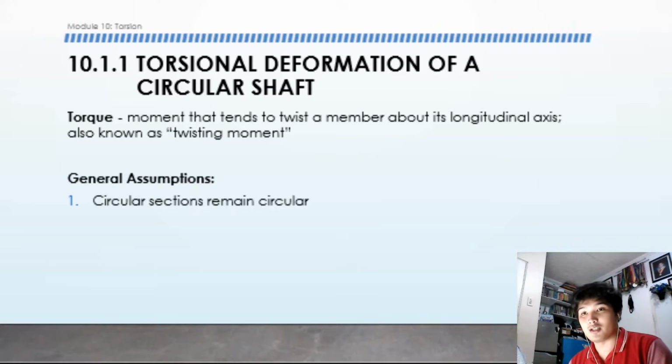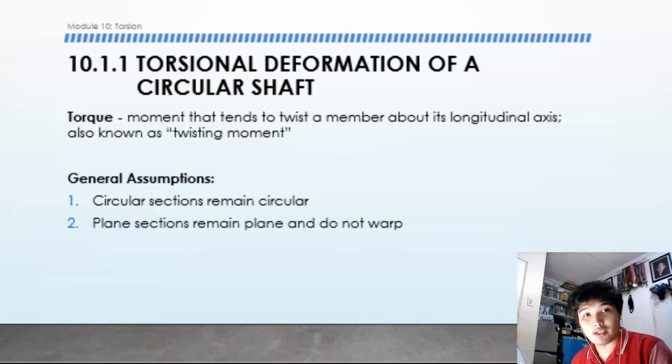Okay, so first assumption natin is that circular sections remain circular. So yun yung sinabi ko kanina, no? Yung represented by vertical lines kanina is that once na nasubject sa torsion, so kung bilog siya initially, bilog pa rin yung final shape niya upon the action ng torque. So next, plane sections remain plane and do not warp.